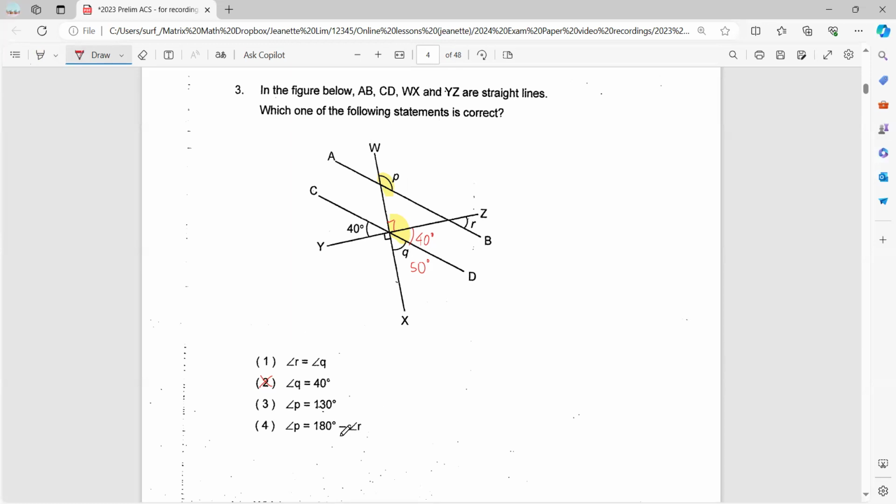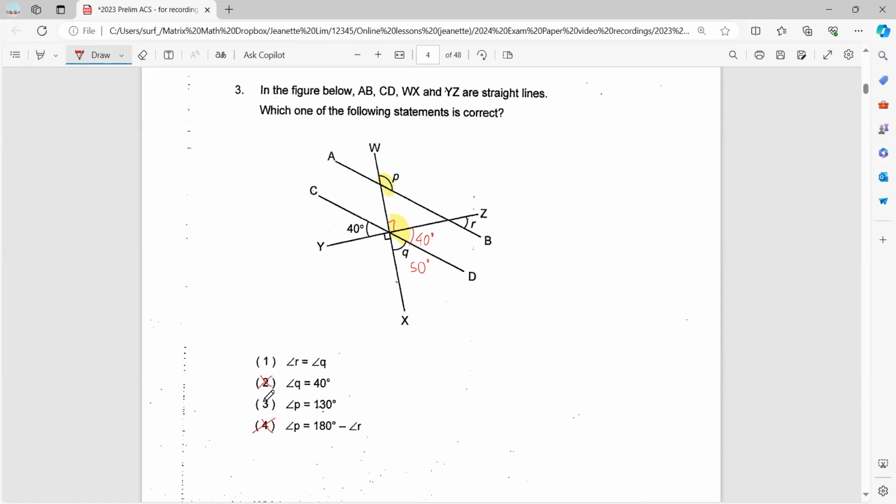Option 4, P is 180 minus R. No, 180 minus R. R is this side also. 180 minus R will not give you P. Okay, 180 minus R will give you these two angles, not P. So that's wrong. Or 180 minus this angle will give you P, but this angle is not R. Okay, this angle is not R, so you cannot say that it's 180 minus R.